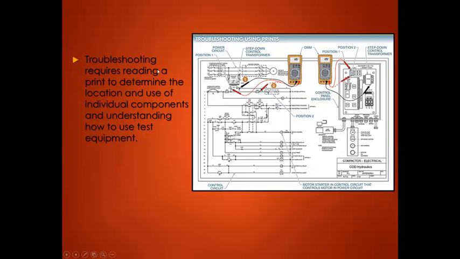Troubleshooting requires reading a print, so you must know how to read the print to determine the location and use of individual components, and understand how to use test equipment. An understanding of the test equipment that you learned in previous learning plans, and being able to read the prints that you're using, are essential for troubleshooting problems with your machines.